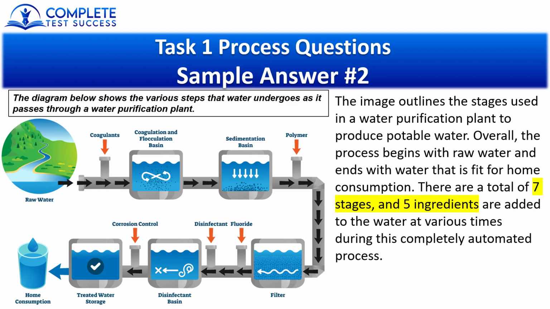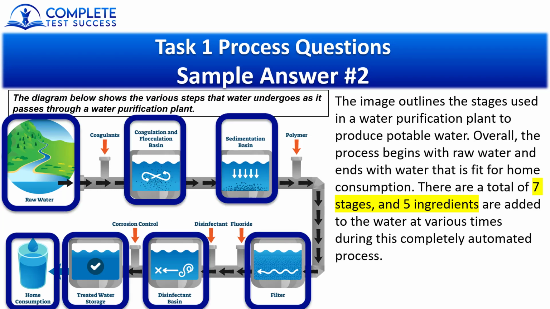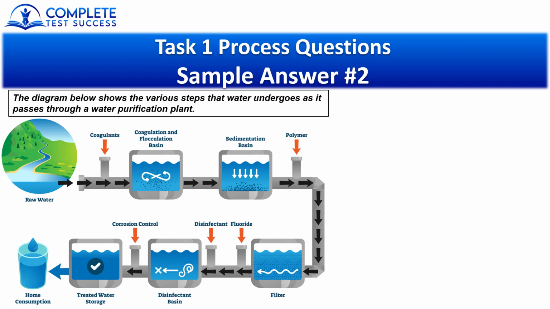The way I counted them was these here being my 7 stages, and then I said that each of the 5 red arrows was an ingredient being added rather than a unique stage. However, if you had just said that there are 12 stages in this process, that would be completely acceptable as well. So now it's time to look at paragraphs 2 and 3, and the first details paragraph.